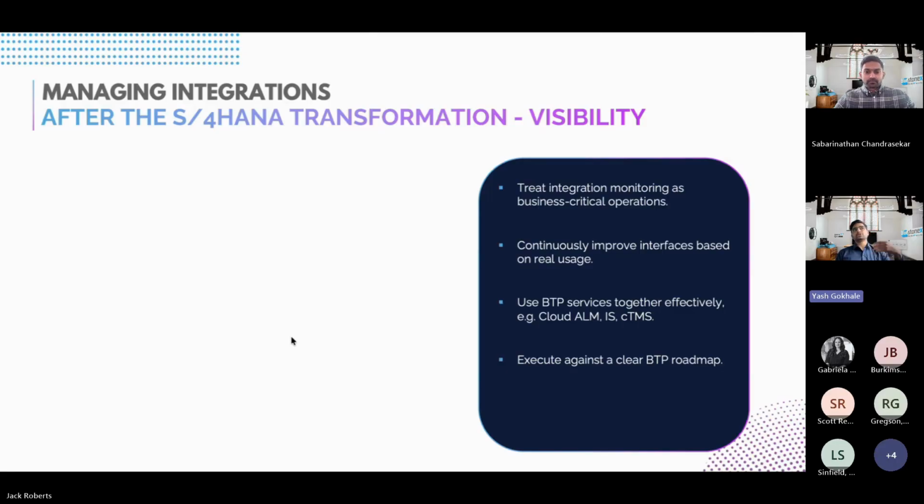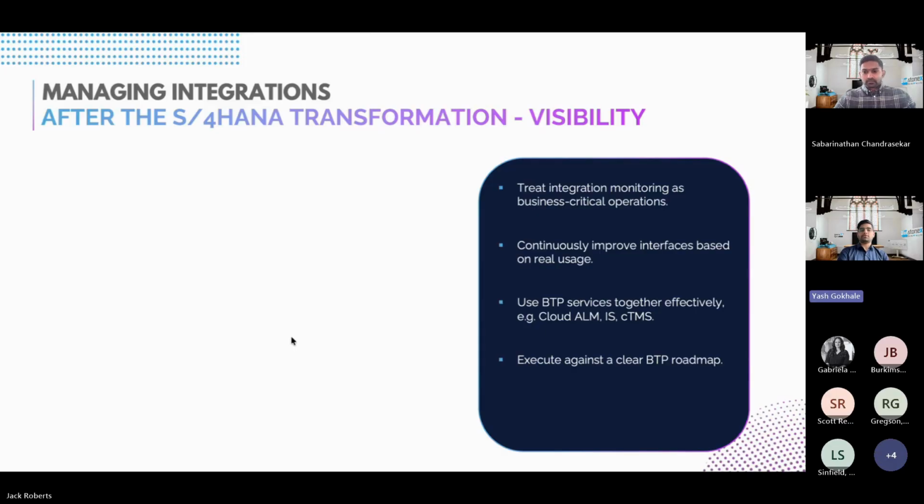But then there is also the converse of that. So make sure you always align to a BTP roadmap. Don't just get carried away and activate any BTP service just for the sake of it, just so you can try it out. Make sure you have a clear, defined roadmap.